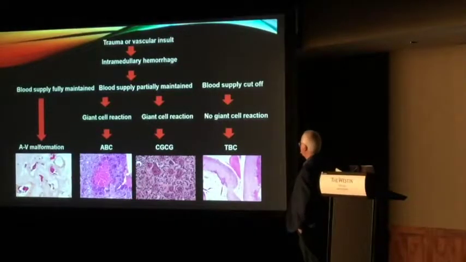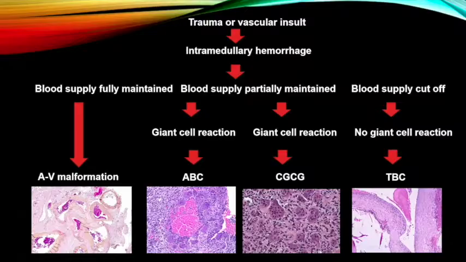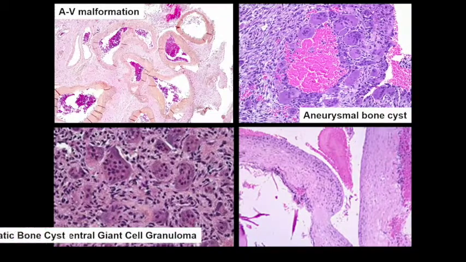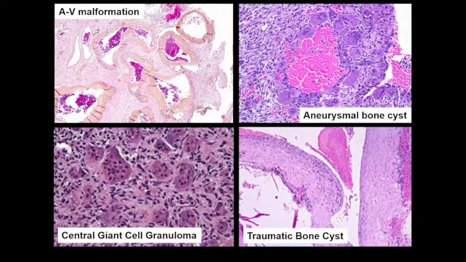I went out and found examples of them. So here's the same thing I just read out to you. I won't go over it, but here's the AV malformation. There are some blood-filled areas in an aneurysmal bone cyst, and there are some giant cells around it. Here's a central giant cell granuloma with maybe some vessels in the rest of the specimen, and here's a traumatic bone cyst. And it's got nothing. Cholesterol clefts in there, a little capsule around the edge. So that's kind of what the histology looks like. AV, ABC, central giant cell, traumatic bone cyst.